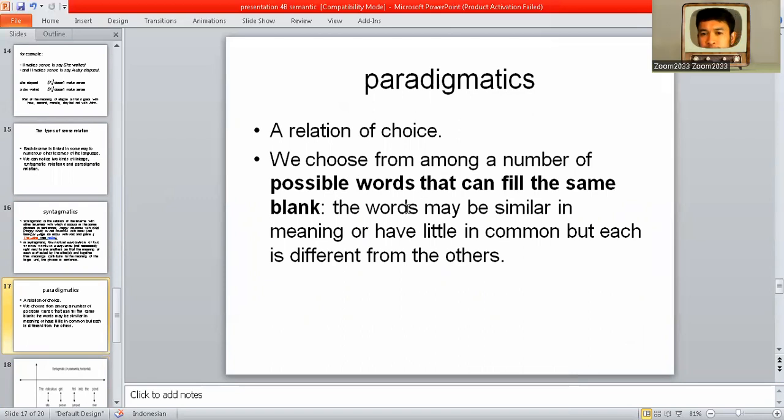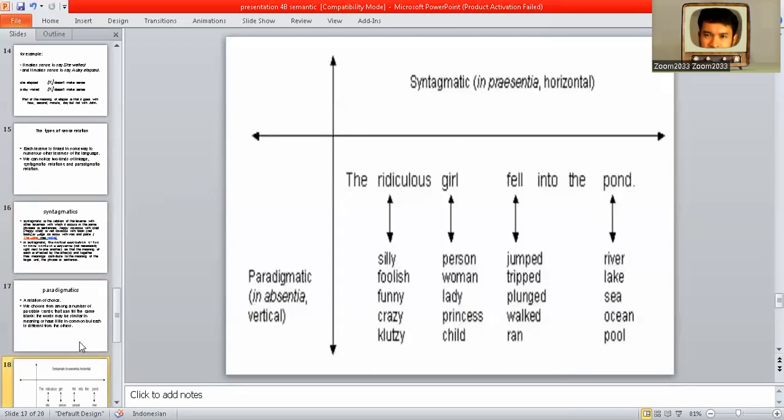To make it easier for you, syntagmatic is the relation of the structure of the sentence. For instance, we have: the ridiculous girl fell into the pond. This is syntagmatic. Syntagmatic is the horizontal one, and paradigmatic is the vertical one.